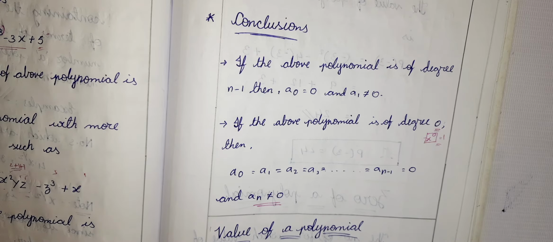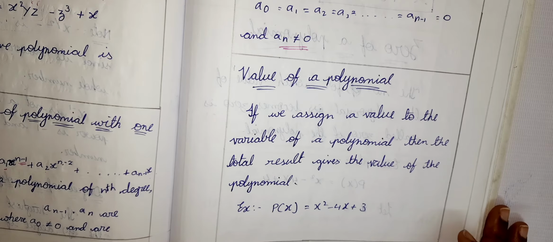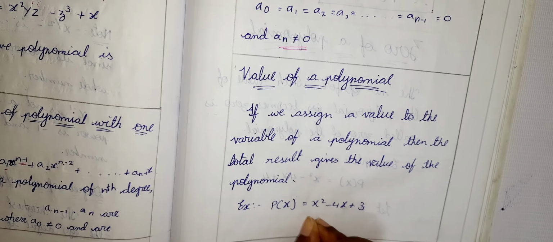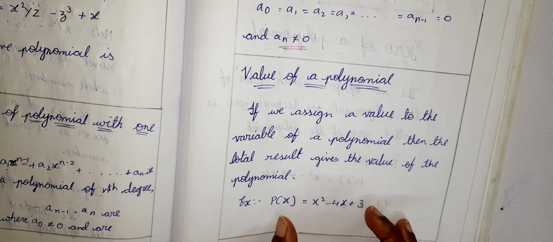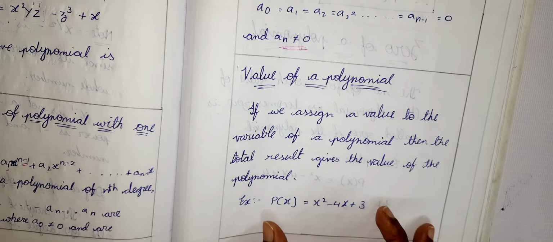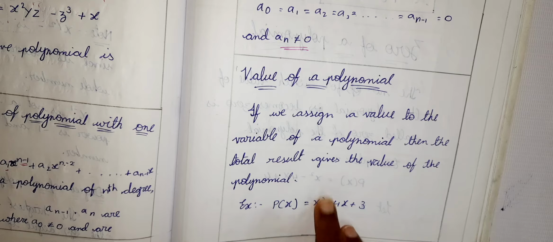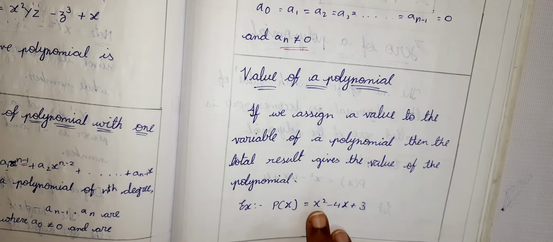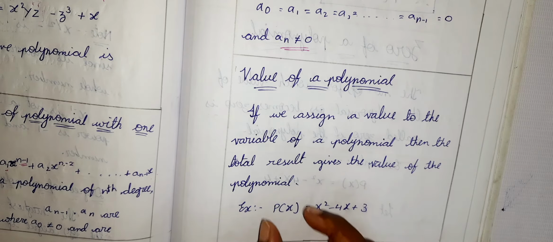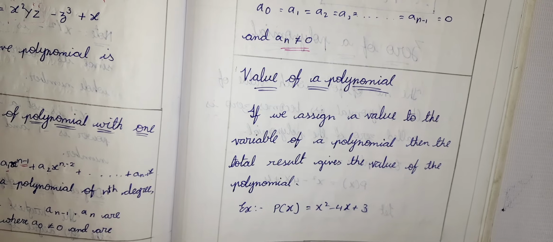Now moving on to the next topic, value of the polynomial. If we assign a value to the variable of a polynomial and then substitute that value in the respective terms, that gives you the value of the polynomial. See, here is an example. We defined a polynomial p of x is equal to x square minus 4x plus 3. If I assign a value to x, then wherever you find x, you substitute that value and you will get the value of p of x. So let us see how the example is solved.